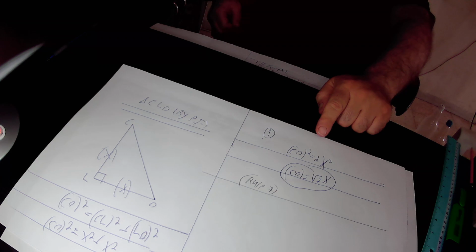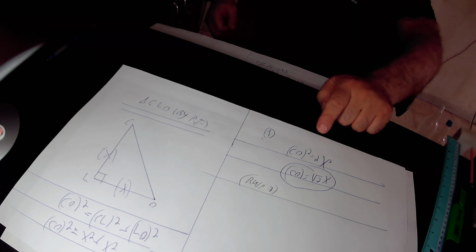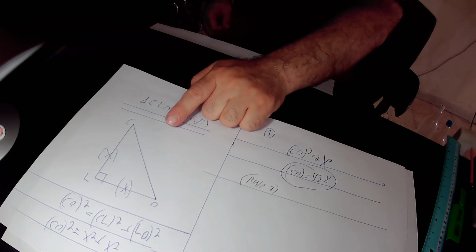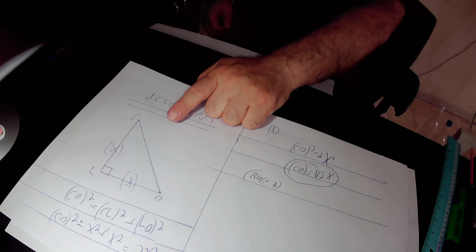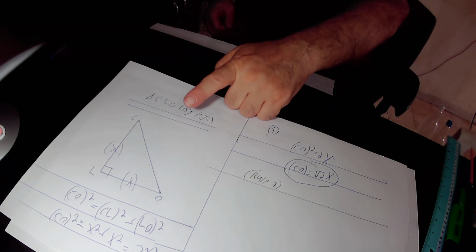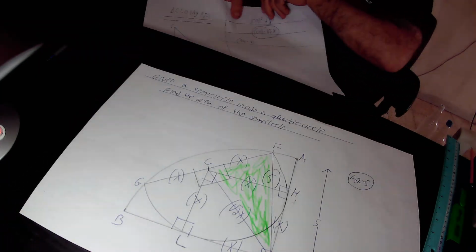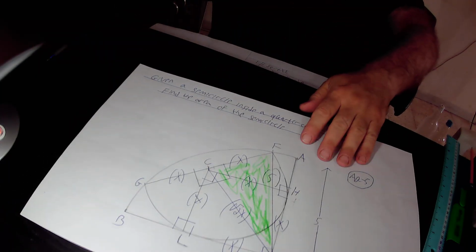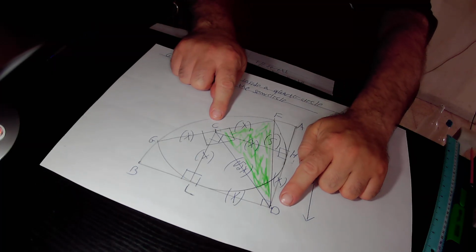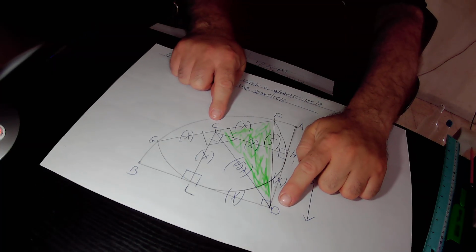Here we took the root of this equation and finally found the missing hypotenuse CO. The length of the missing hypotenuse CO is equal to the square root of 2 times x units in its length. So this is CO, I said CO equals the square root of 2 times x units in its length.